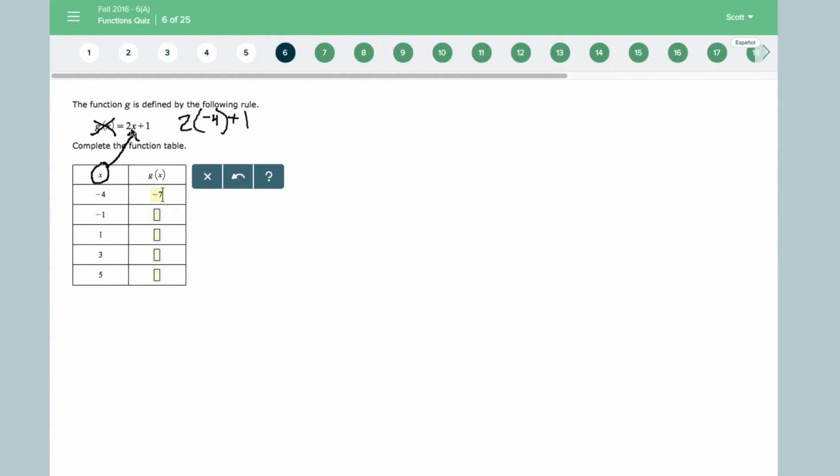Now if I plug in a -1, 2 times -1, I'll write it out. 2 times -1 plus 1. Well, 2 times -1 is -2 plus 1. -2 plus 1 is -1. If I do a 1, plugging in the x right there, so 2 times 1 plus 1, that's 2 plus 1 is 3.